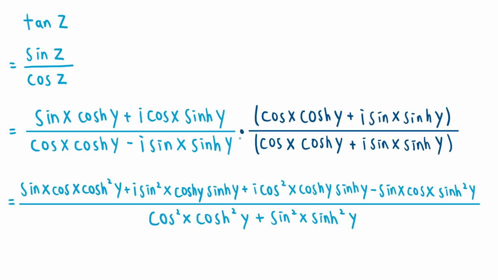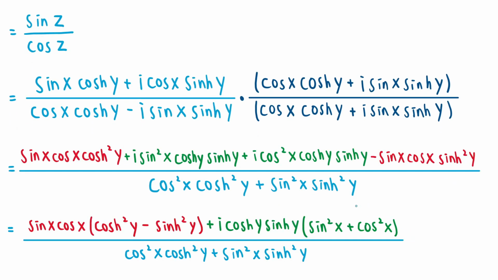The next thing we need to do is to multiply both the numerator and denominator by the complex conjugate of the denominator. So we need to multiply both the numerator and denominator by cosine x cosh y plus i sine x sinh y. And once we expand both the numerator and denominator, we get this extremely long expression.